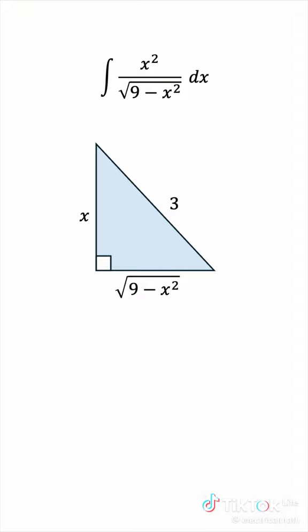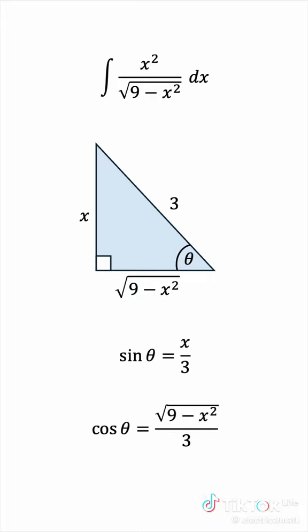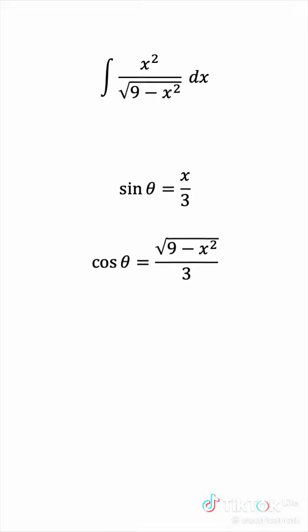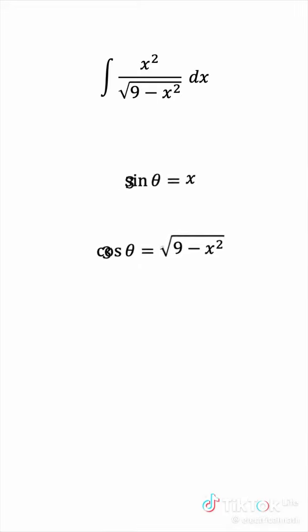Say we introduce an angle theta in this triangle. Then sine theta would be x over 3, and cosine theta would be the square root of 9 minus x squared all over 3. We can rearrange these two equations to solve for x and for the square root we see in the integrand.